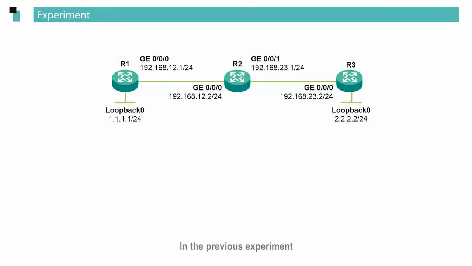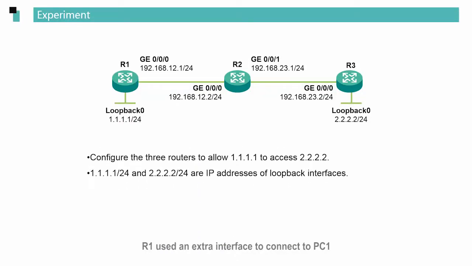In the previous experiment, R1 used an extra interface to connect to PC1. If R1 does not have such an interface and we still need to conduct that experiment, we can configure a loopback interface on R1.